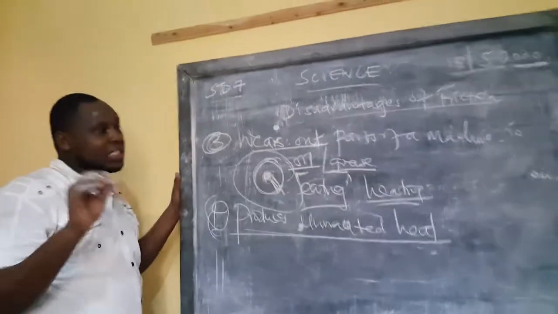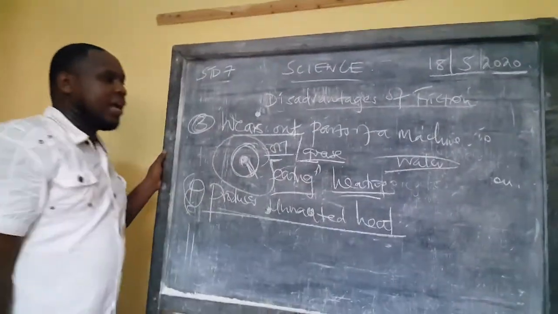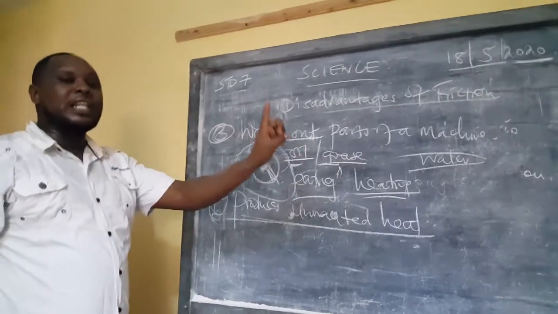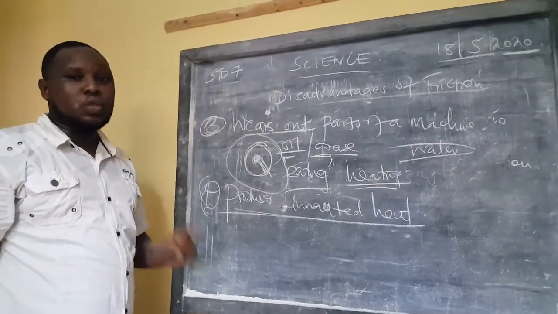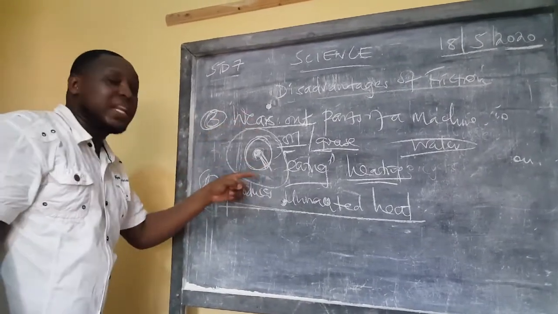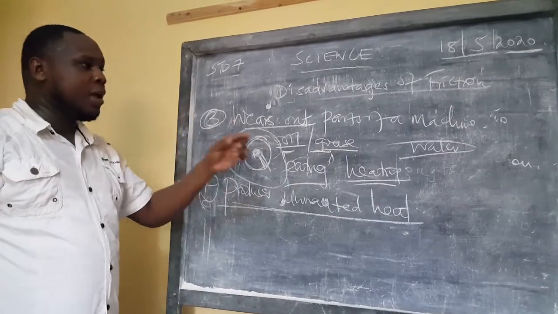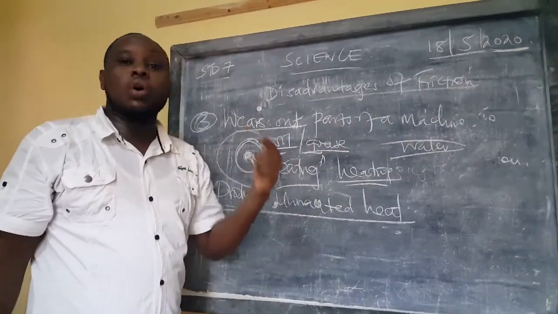Remember one use of water? We talked about water in class 4. If you can remember so well. And we said just one function of water is used in industries to cool machines. I know you did not get that well until I'm explaining this now, you get it so well. We cool machines using water because water is cold.